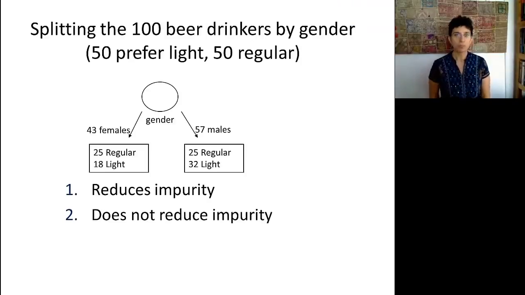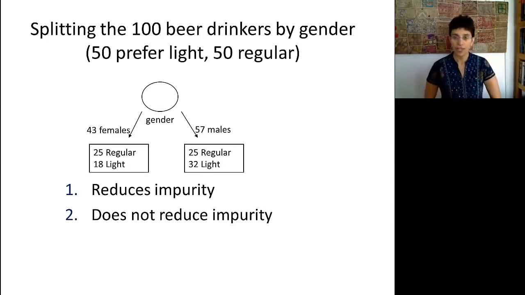Let's look at an example. Suppose we start with 100 beer drinkers where they're broken down 50-50 into regular beer drinkers and light beer drinkers. Now the question is, should we split these 100 people by gender? Does this actually improve our homogeneity? So we break down the 100 people, 57 are males and 43 are females, and here's the breakdown of their preferences. Stop the video for a minute and see if you can figure out whether we've reduced impurity by including this gender split or not.